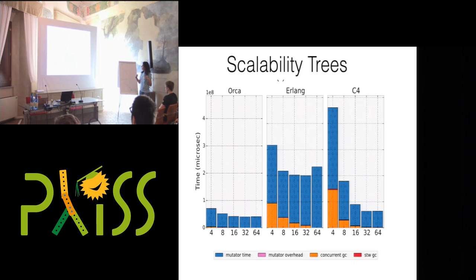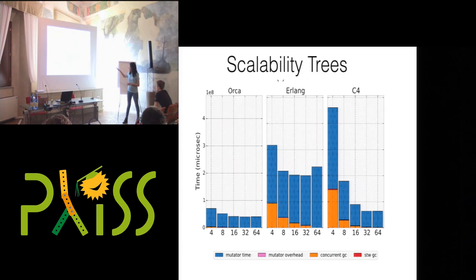So for the trees benchmark, for example, you can see the total execution time for 4 cores, 8 cores, etc. till 64. But you can also see how long it takes on GC and how long it takes on pauses. So for example, the C4 runs, the code was written in Scala with Akka.